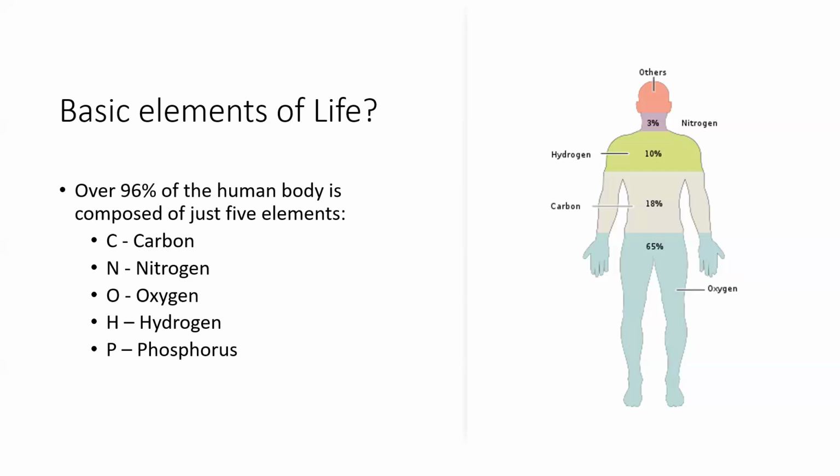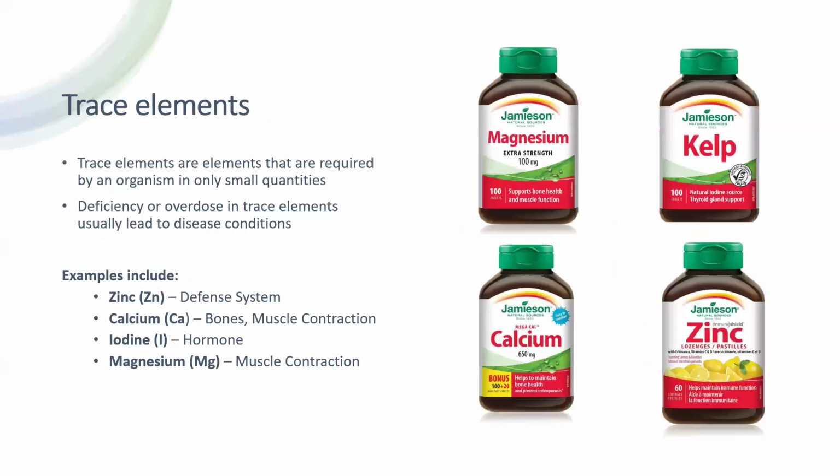Now, what about the remaining 4%? The remaining 4% is made up of what's called trace elements. Okay, trace elements are elements that you need in small quantity in the body. You don't want too much of it, but you need to have enough. Often, if you have a deficiency, meaning not having enough, or if you have an overdose in these trace elements, it's going to cause some kind of health problems in the body.